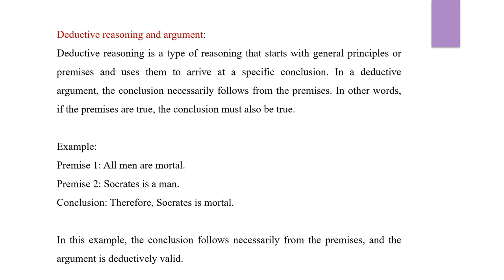Example. Premise 1: All men are mortal. Premise 2: Socrates is a man. Conclusion: Therefore, Socrates is mortal. In this example, the conclusion follows necessarily from the premises, and the argument is deductively valid.